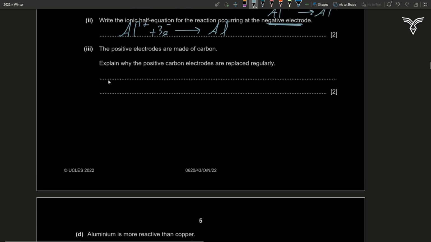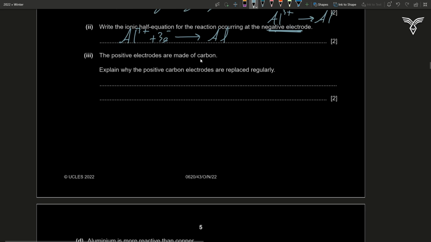Part 3. The positive electrodes are made of carbon. Explain why the positive carbon electrodes are replaced regularly. Why are the carbon electrodes replaced? Because carbon reacts with oxygen. Right? Carbon does react with oxygen. That's the reason we have carbon dioxide. To form what? It's two marks, so it won't just say carbon reacts with oxygen and that's it. To form CO2, or carbon dioxide.